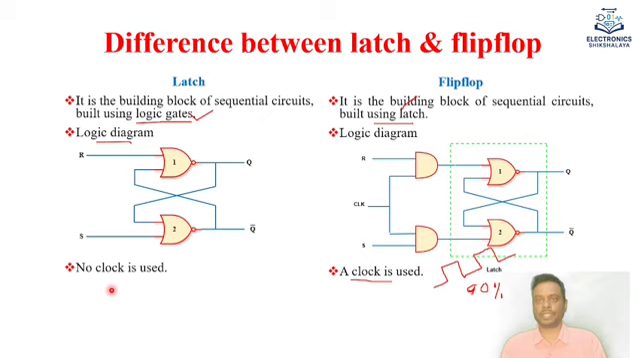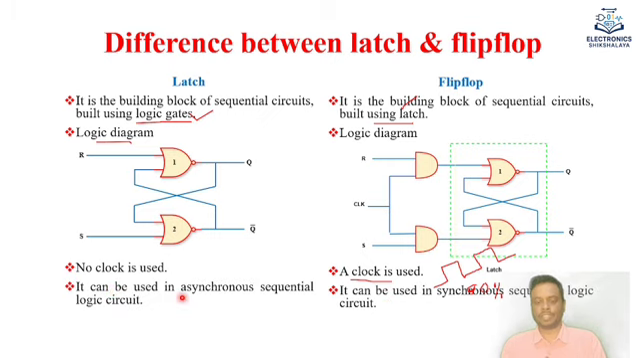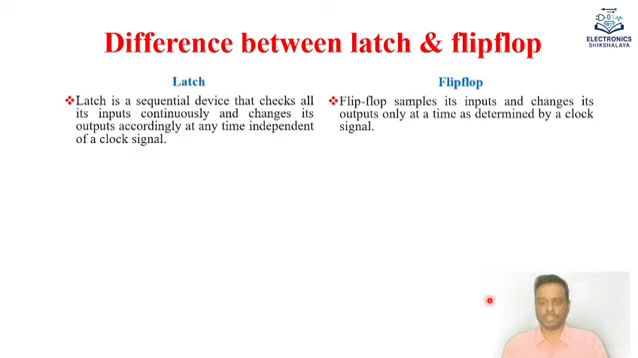But a latch can be triggered by an enable signal. If there is no clock, it is an asynchronous sequential circuit. If there is a clock, we call it synchronization, meaning the clock is used to synchronize the information. That is why it is used in synchronous sequential circuits. So let us see again. The latches are the sequential devices that check the input continuously.